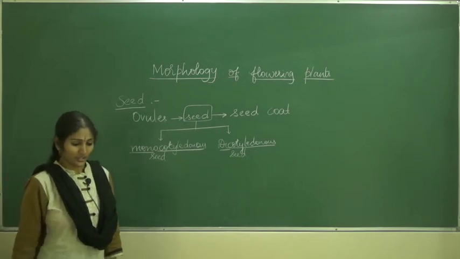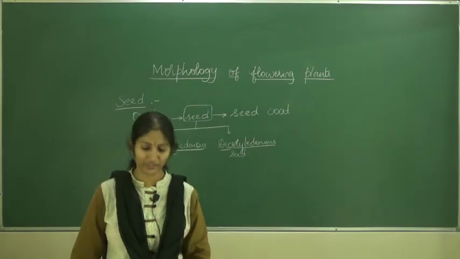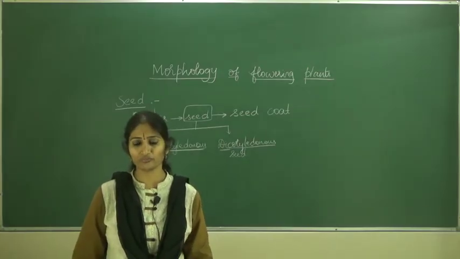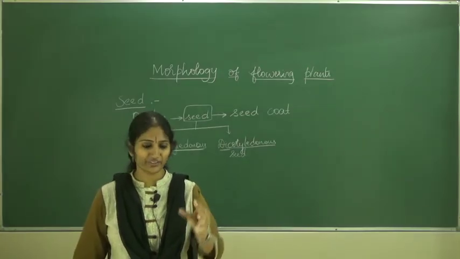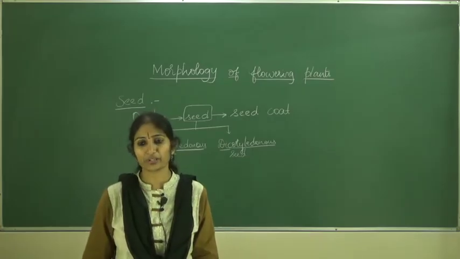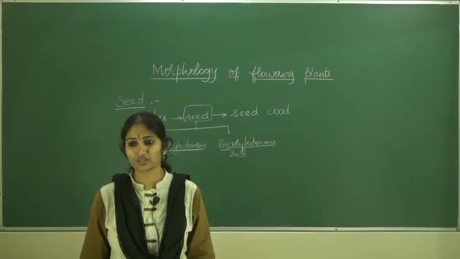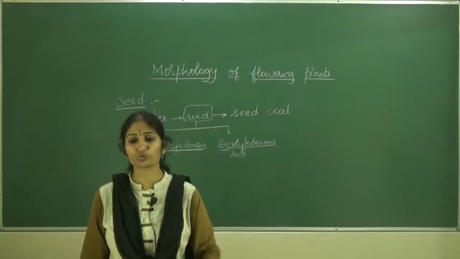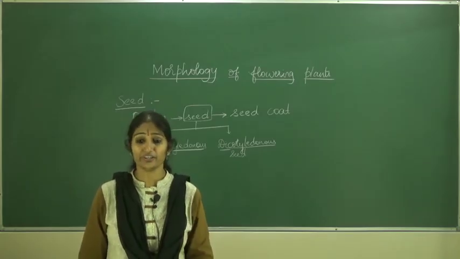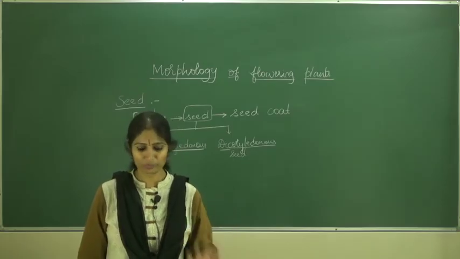Now, how to find out if it is a monocot or a dicot? Very, very simple. Take any seed and see if you can break it into two equal halves. If you can break them into two equal halves, it becomes a dicot. If you can't break them into two equal halves, it is a monocot. So very simple to do that.